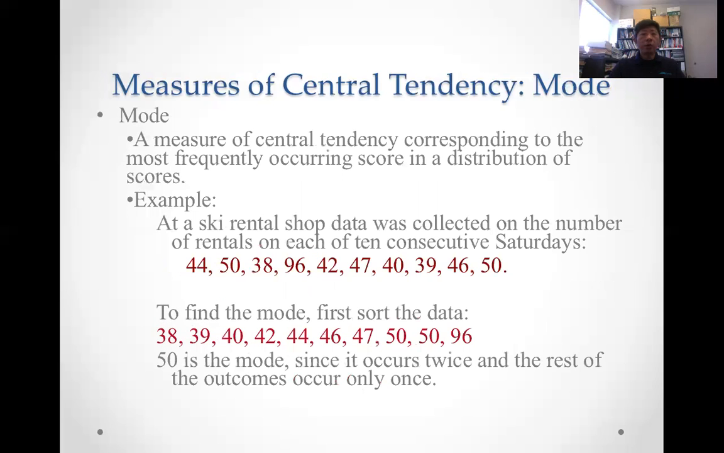The next one is the mode. A measure of central tendency corresponding to the most frequently occurring score in the distribution of scores. So in this data set, what's the most frequent number? Again, we have to sort the data. Once we sort the data, we can find that we have 50 twice. So 50 is the mode because it occurs twice and the rest of the outcomes occur only once, okay?